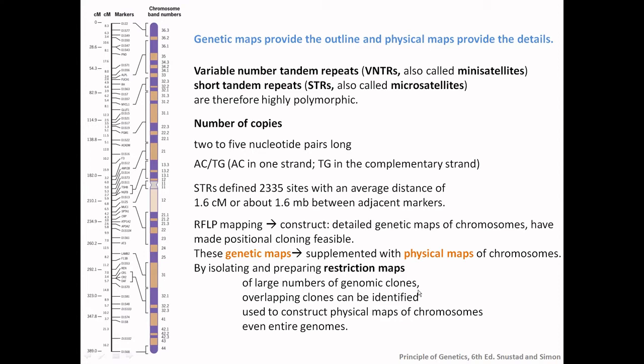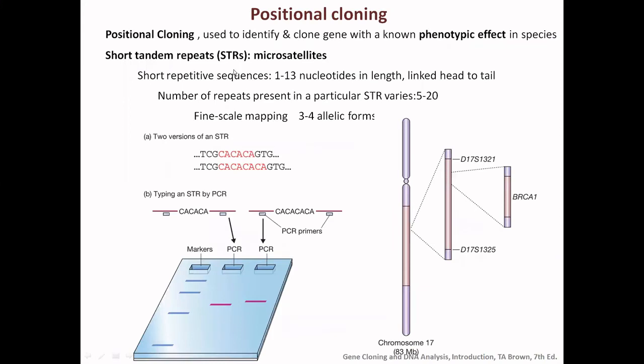So a large number of genomic clones will be prepared, which we will discuss in the form of the Contig. Then overlapping clones can be identified, and that is used to prepare a whole genome sequence, or the exact location of the exact sequence of a chromosome. So this is positional cloning, used to identify and clone genes with a known phenotypic effect in a species.